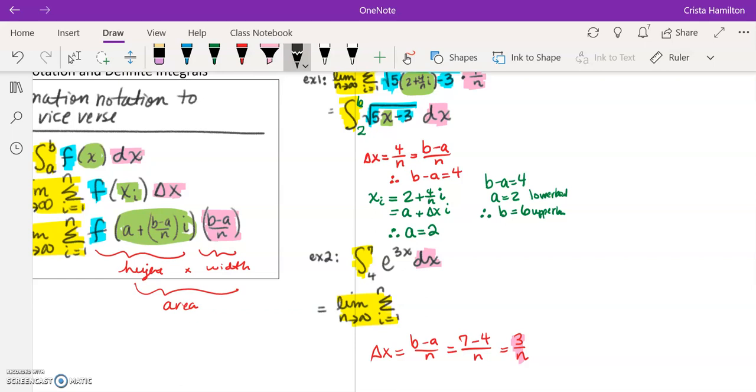So I'll put this down over here on this side. We'll move it out just a little bit so I have enough space. So my delta x is going to be this 3 over n. So that's what we're going to add that in for. All right, now the next thing that I need to do is I need to figure out my right endpoint.